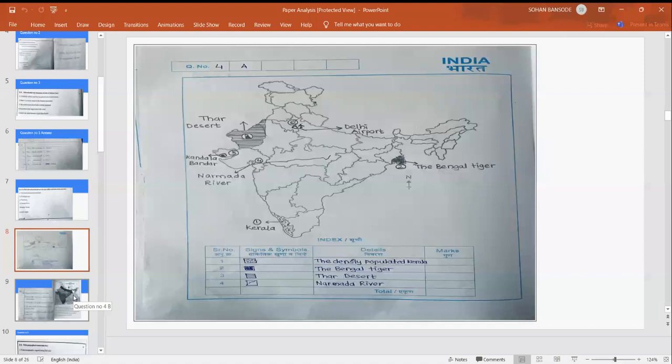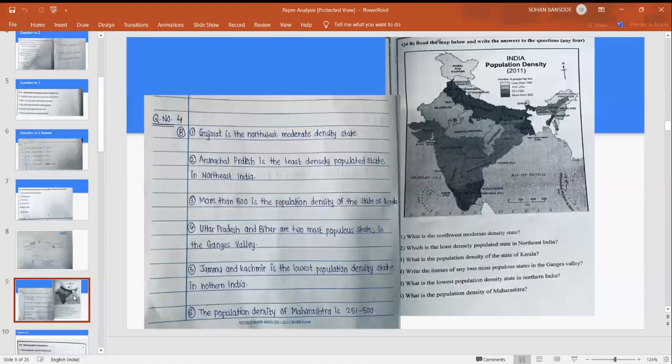We'll move towards the next question. Okay, now this is question number 4. Again, question number 4 is regarding the map only. So keep one thing in your mind, students, that the map carries a total of 8 marks. For question number 4A it carries 4 marks, and question number 4B carries again 4 marks. That is, totally the map carries 8 marks.